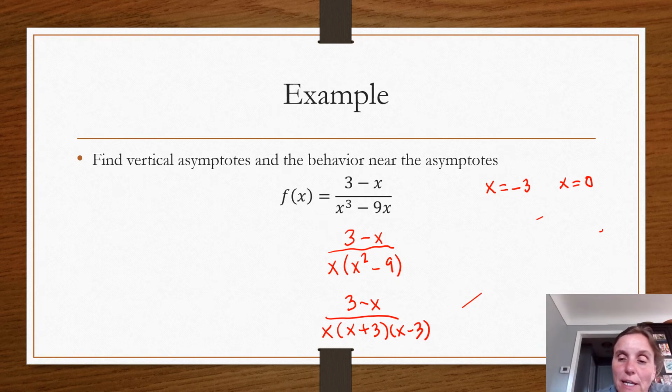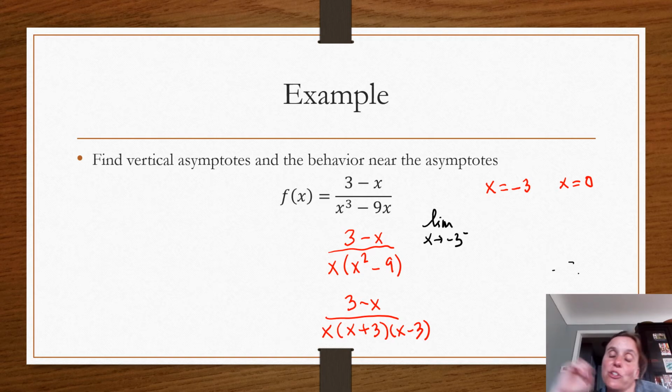So now if I look at x equals negative 3, I want to look at the behavior near that asymptote. So I'm going to look at the limit as x approaches negative 3 from the negative direction. So I'm a little bit smaller than negative 3. And when you think of a little bit smaller than negative 3, don't actually think of a number. Think of just something a tiny bit smaller than negative 3.